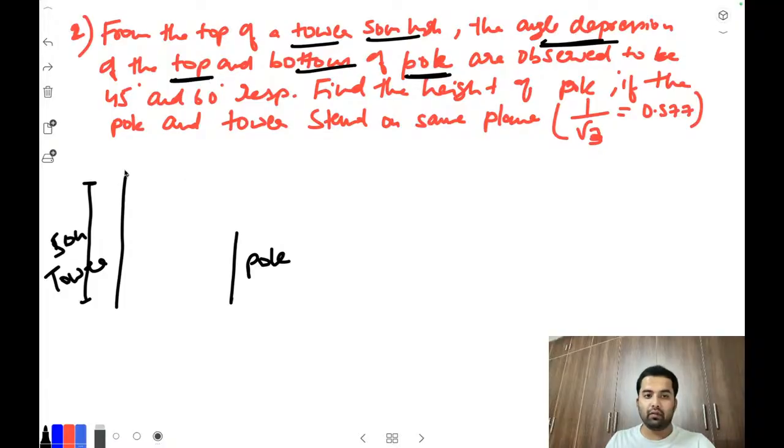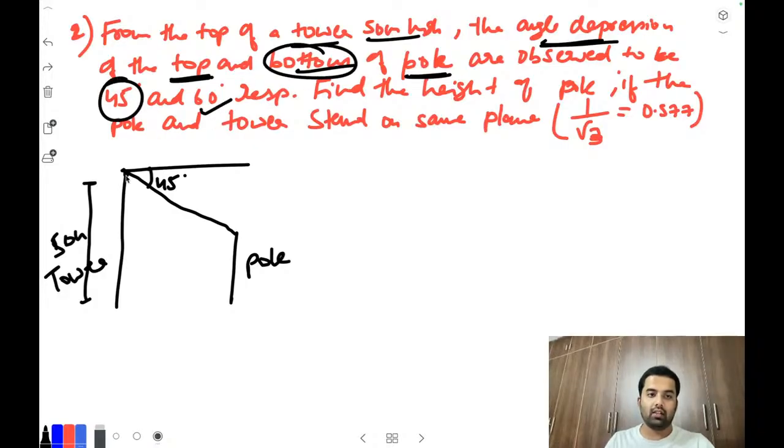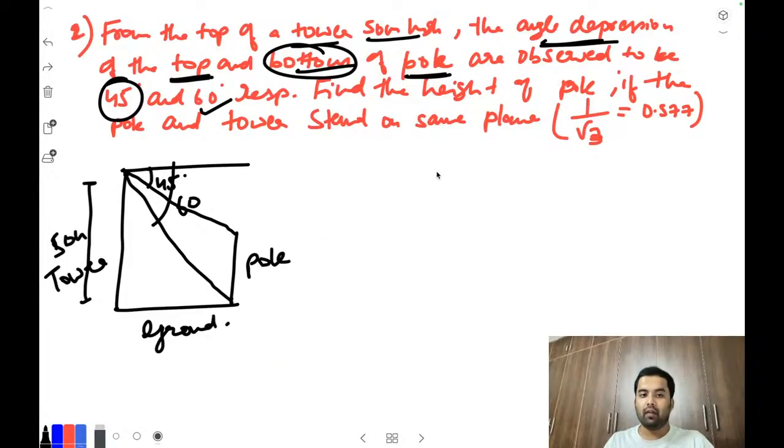Angle of depression, which means the first angle will go down like this, the first one. This is 45 degree. Top is 45, bottom is 60. So from here to here, this whole becomes 60. Join this, this is our ground. Find the height of pole, which means the question is asking about the height of the pole.